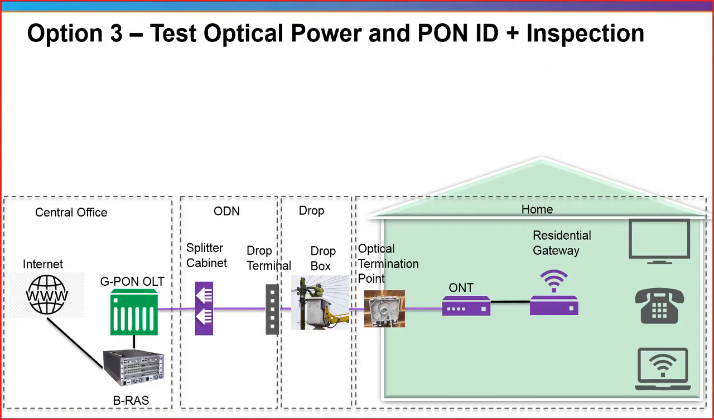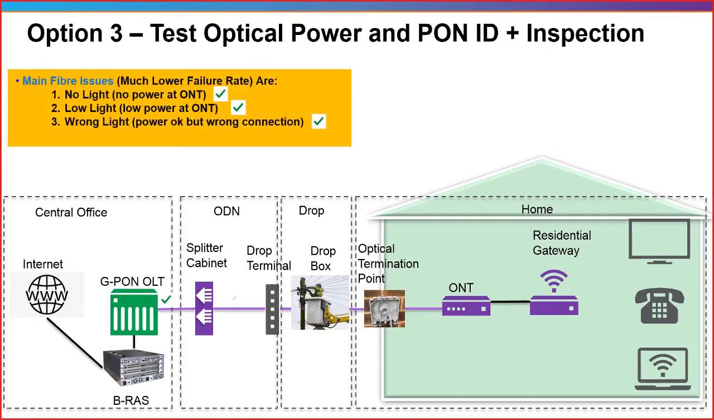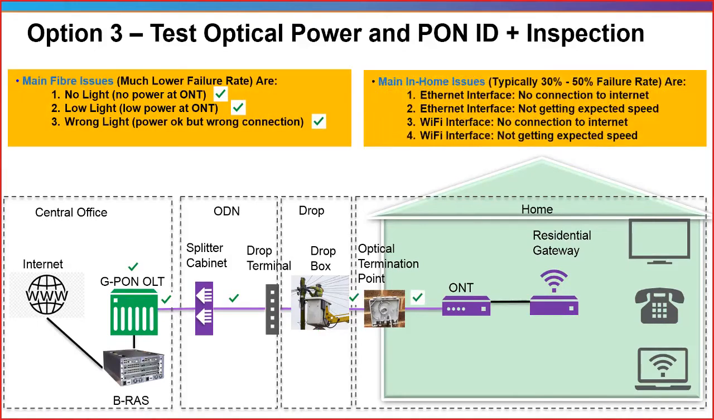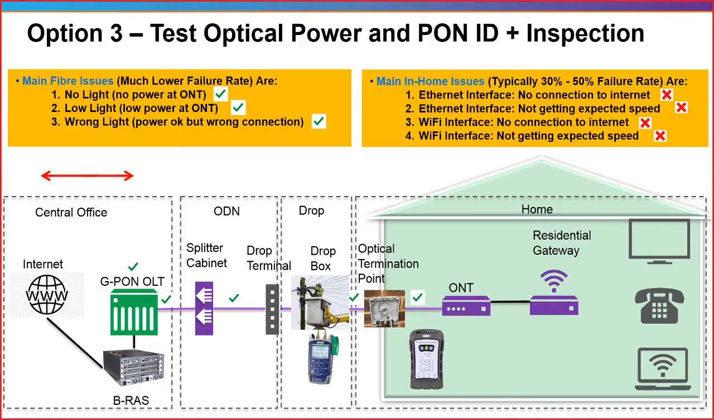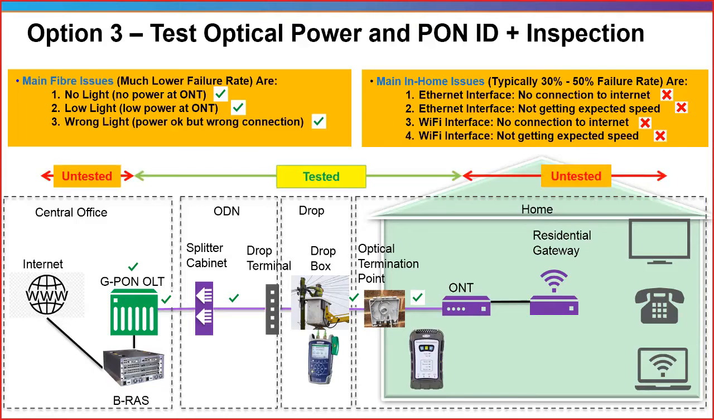Next, option 3 here is, what if you are not only looking at the power, but verifying PON ID and still including inspection. So as far as the fiber outside the home, you should be having light and enough light, and as well as now looking at the PON ID coming from the OLT, verifying that not only do you have enough power, but it's the right light, the right wavelength. Still, though, we're not covering anything inside the home, so all of that remains untested, and you could have high failure rates inside the home.